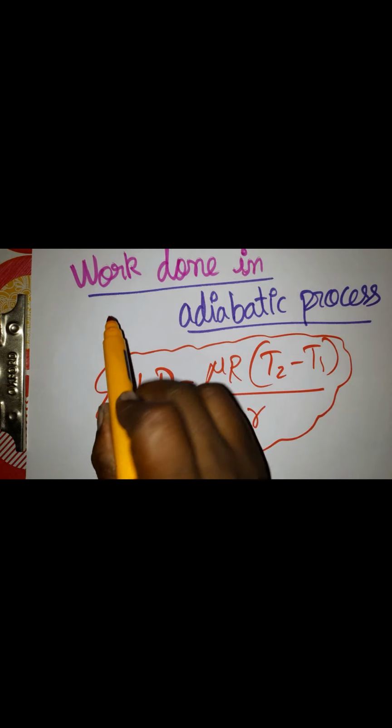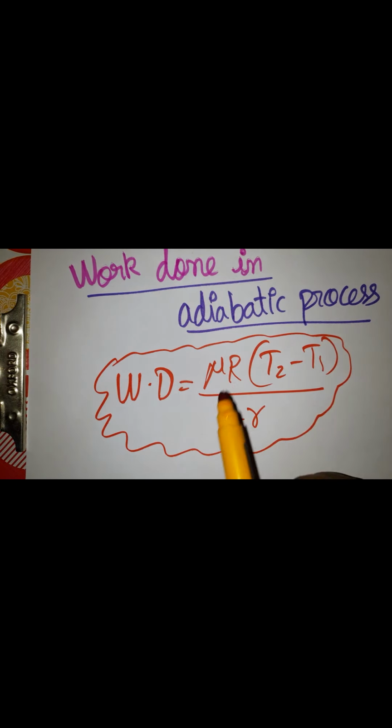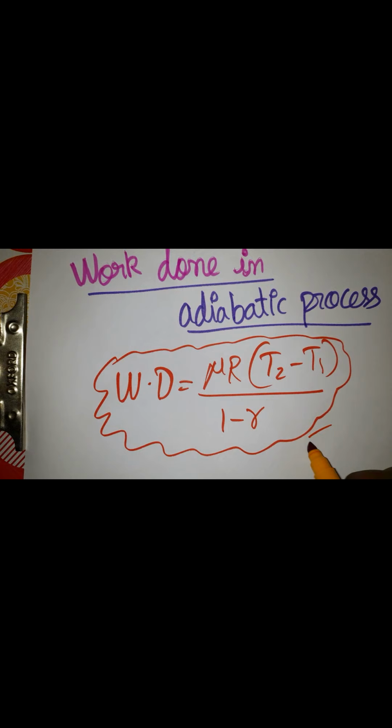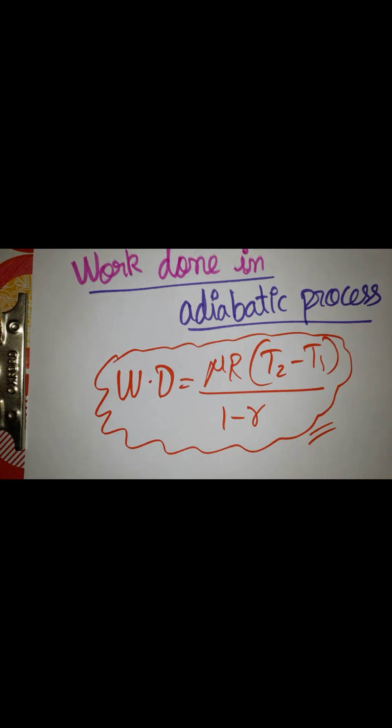Hello students, today we are going to learn how to derive the work done in an adiabatic process. Actually, this is a formula we are going to derive. As we know, in an adiabatic process the total energy remains constant. No energy goes out and no energy comes in.